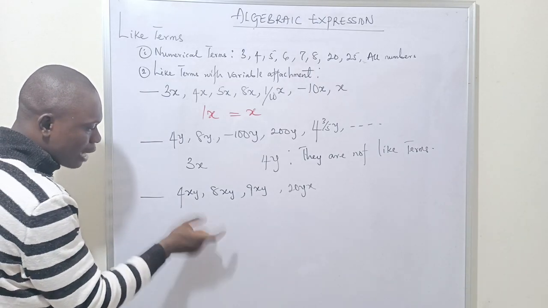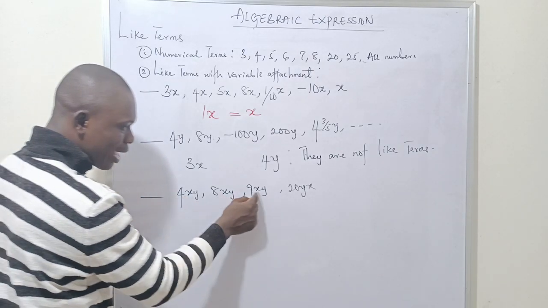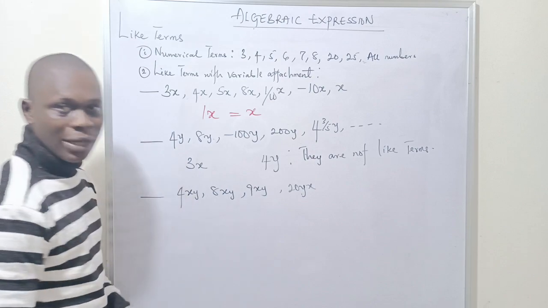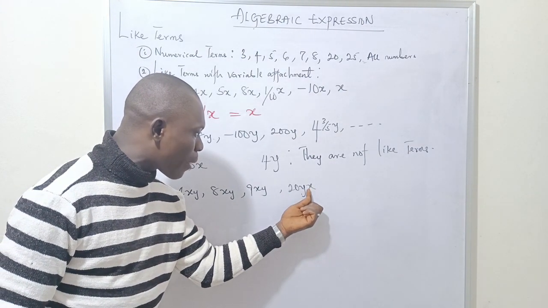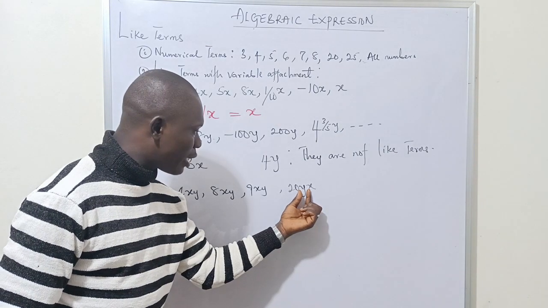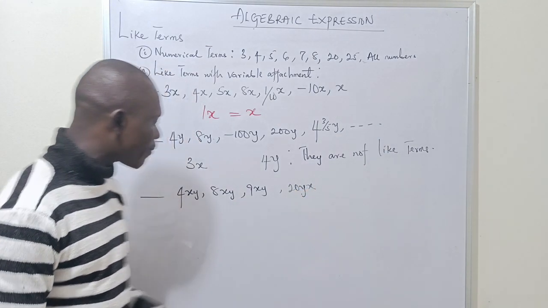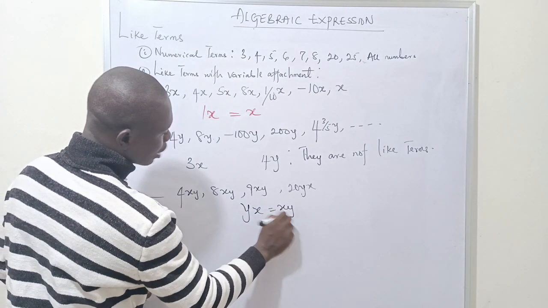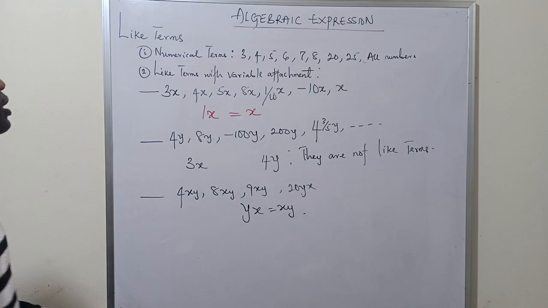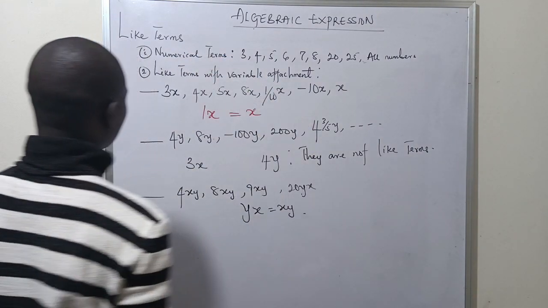What makes them like terms? They are like terms because they are having xy, xy, xy, and xy. Since it is xy, there's a multiplication operator between them. So your yx is also the same thing as xy. We're going to be seeing some examples on how to collect these terms.